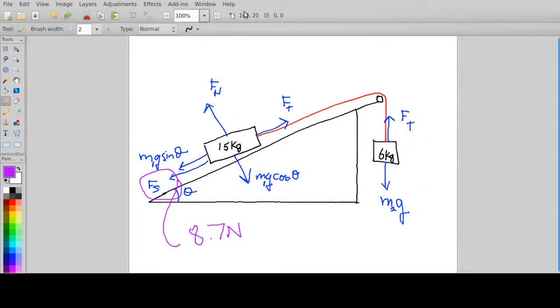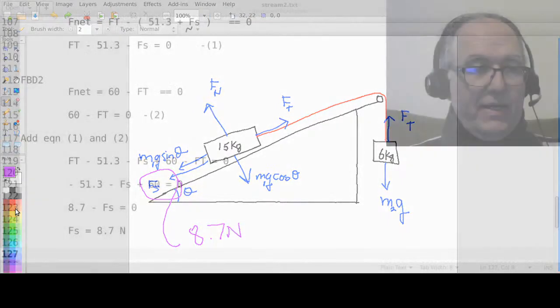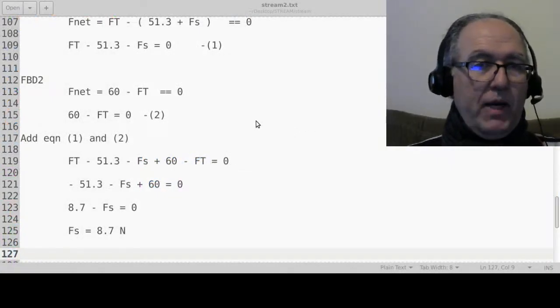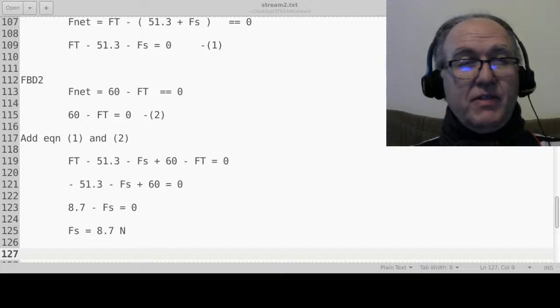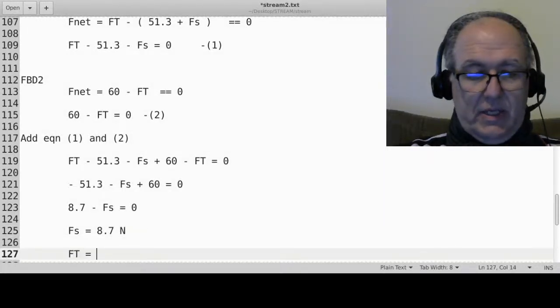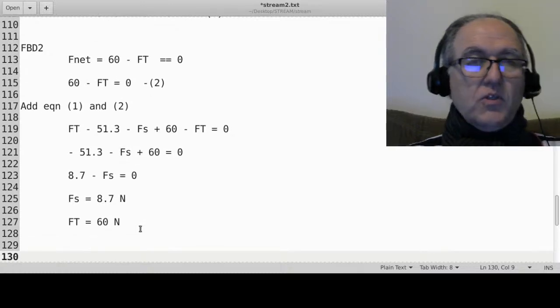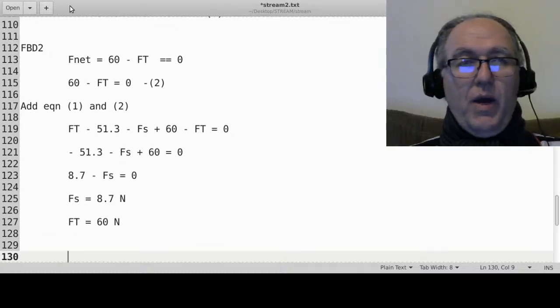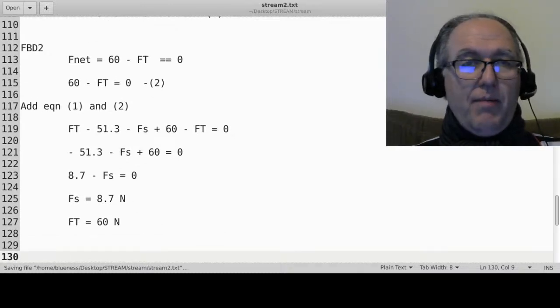Okay? So in this case, I didn't ask you to find Ft, but from equation number 2, it's pretty obvious that Ft is equal to 60. Okay, 60 newtons.